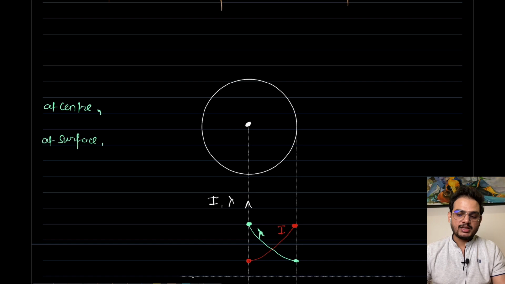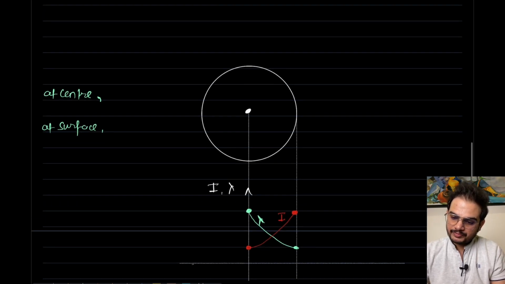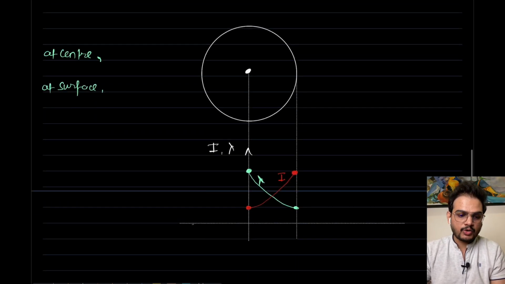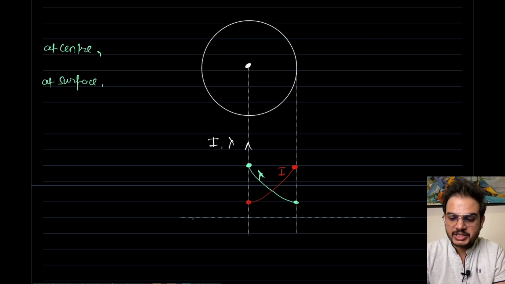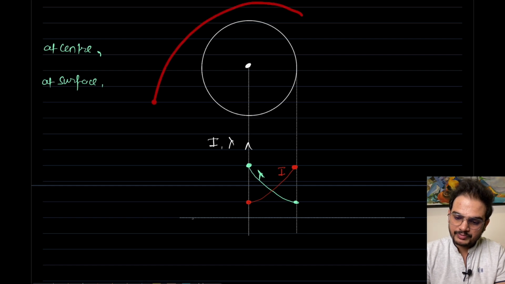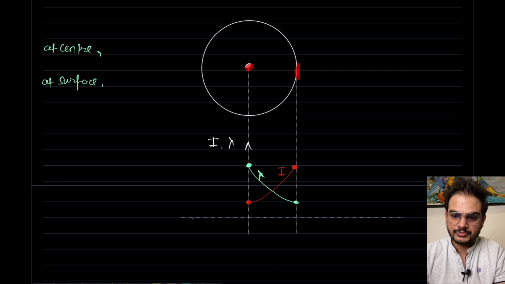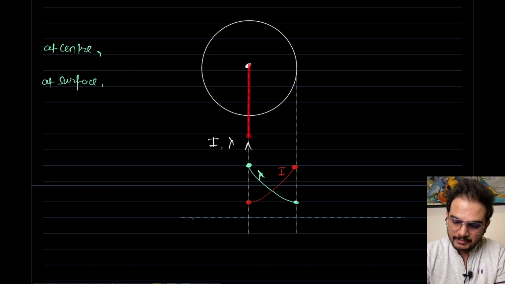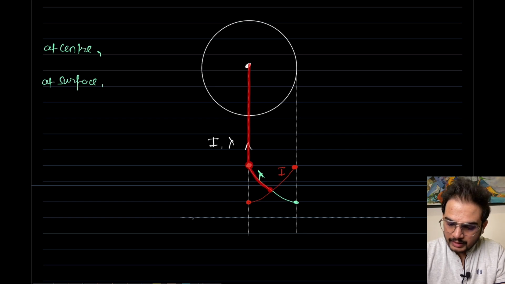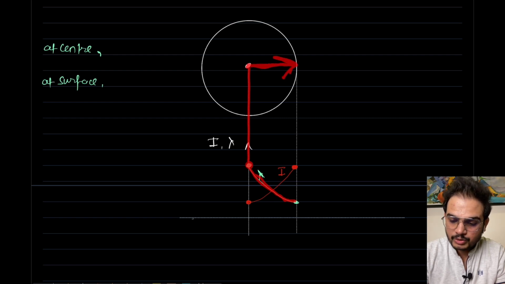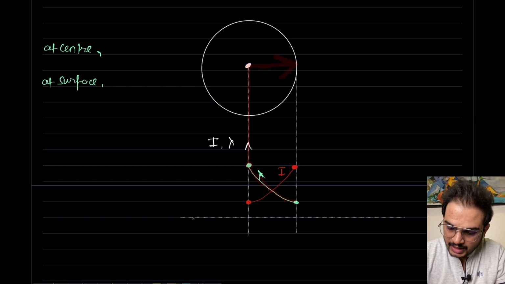Now we will see how flux linkage and current will change from center to surface and from surface to center with the help of this representation. So this is my center, this is my surface. At center you can see my flux linkage is maximum and it is getting decreased as I move from the center to the surface.